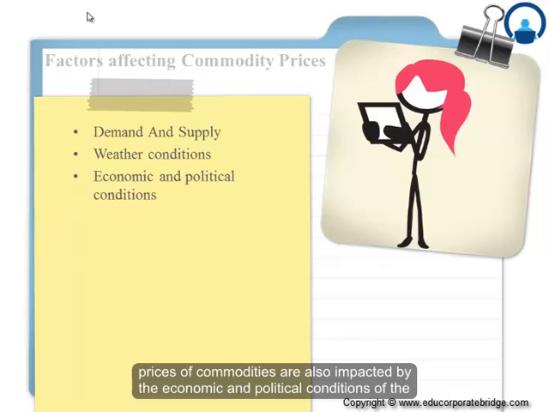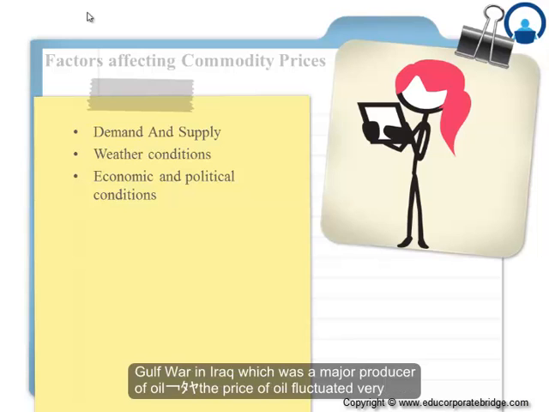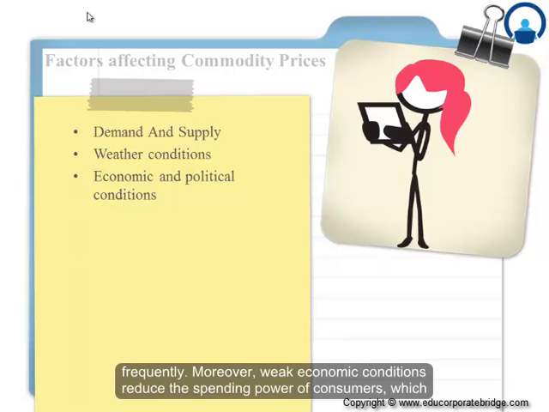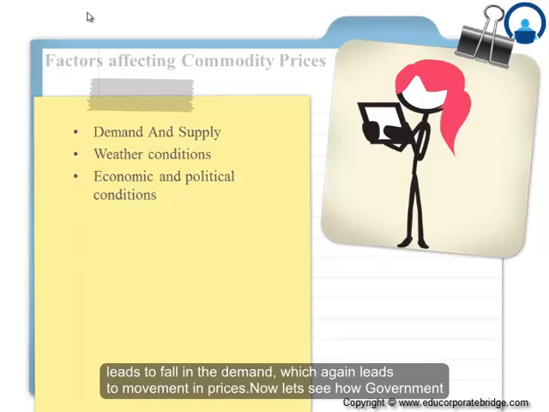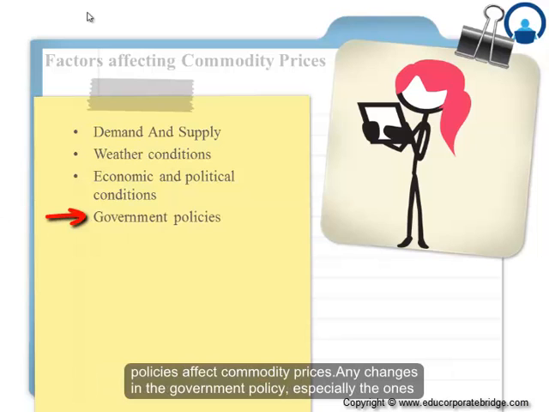The prices of commodities are also impacted by the economic and political conditions of the countries that are producing and consuming those commodities. For instance, during the Gulf War in Iraq, which was a major producer of oil, the price of oil fluctuated very frequently. Moreover, weak economic conditions reduce the spending power of consumers, which leads to a fall in demand, which again leads to movement in prices. Now let's see how government policies affect commodity prices.